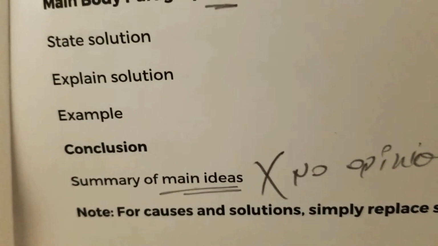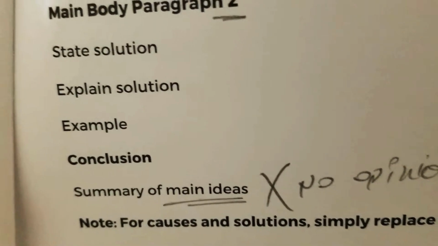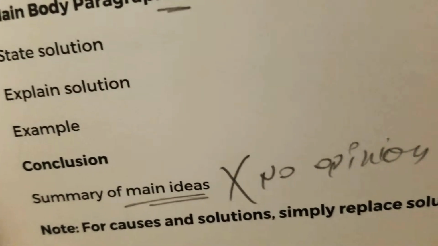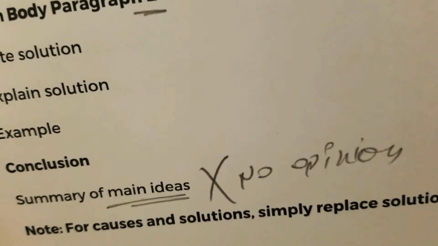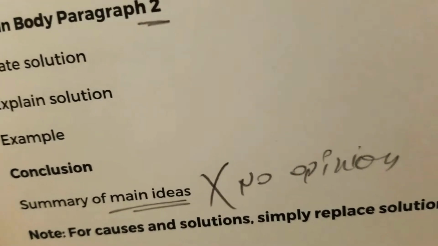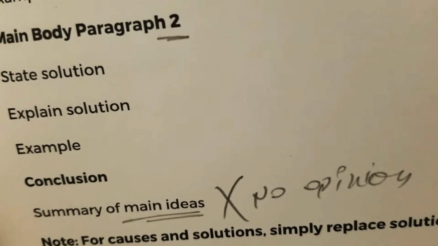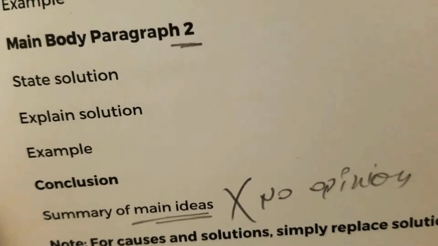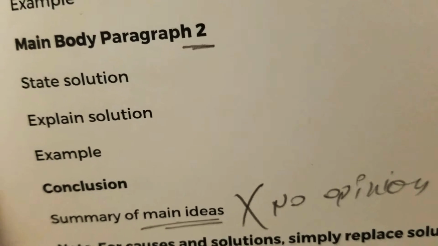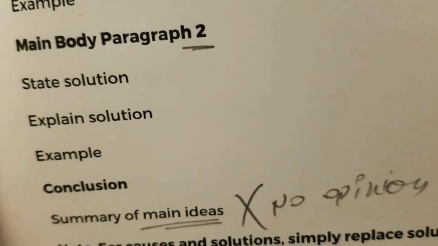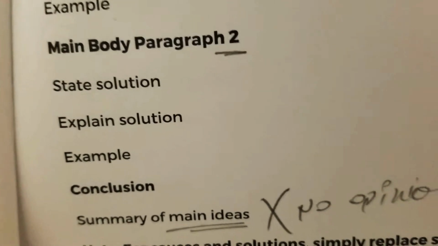And the next part is going to be the conclusion, where you will write a summary of your main ideas. But here, because this is a problem and solution essay, you will not write your opinion. The examiner is not looking for your opinion. You simply summarize the main ideas and the solutions which you have explained in paragraph 2 and paragraph 3. That's it.